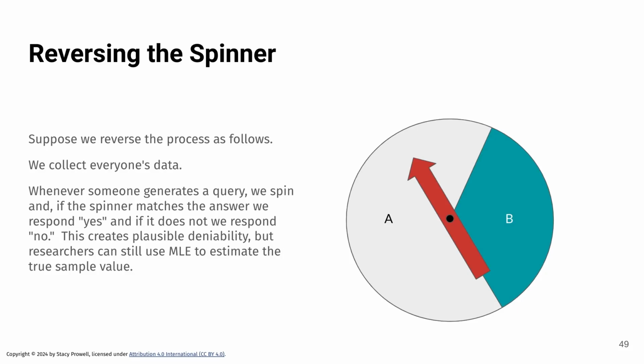So what we do is, whenever someone generates a query, we spin our little spinner, and if the spinner matches the answer, we respond yes, and if it doesn't, we respond no. So we are now using the spinner to add noise to data as it's coming out of the system instead of as it's going in. And again, it's going to do the same thing. It's going to create plausible deniability. But you can play the same game. People on the outside who are observing the results of this process can use a maximum likelihood estimator to estimate a population statistic, but not to get a particular person's data.